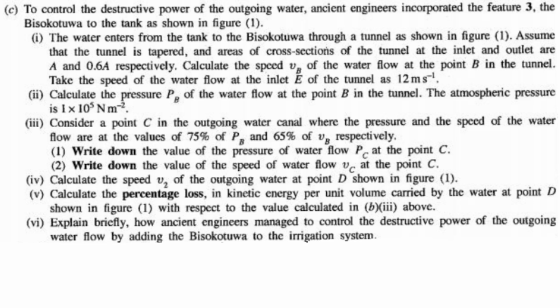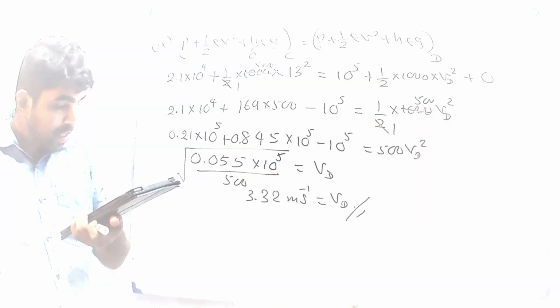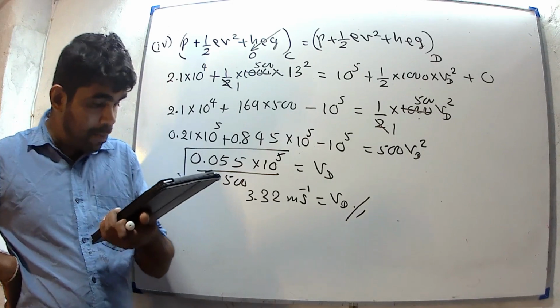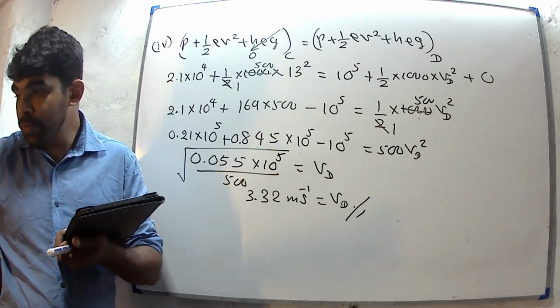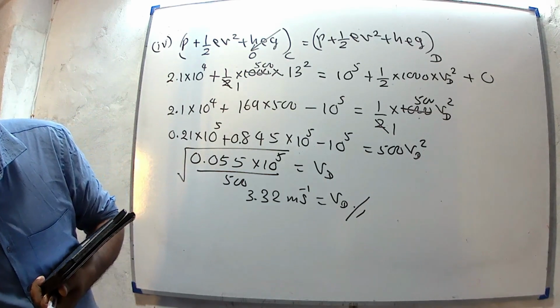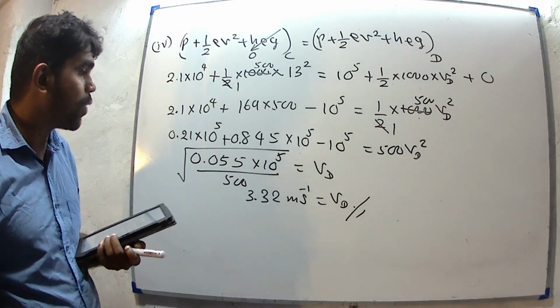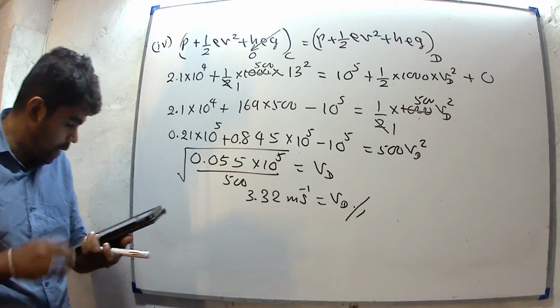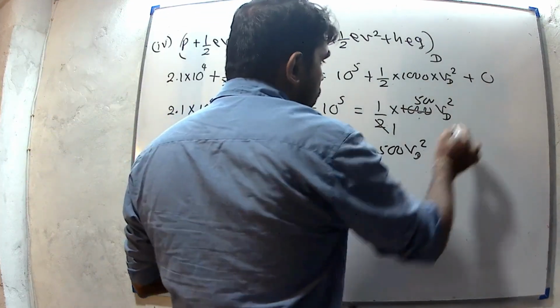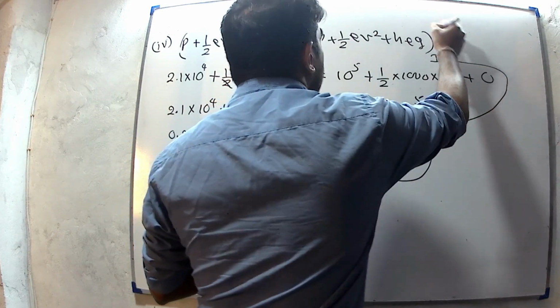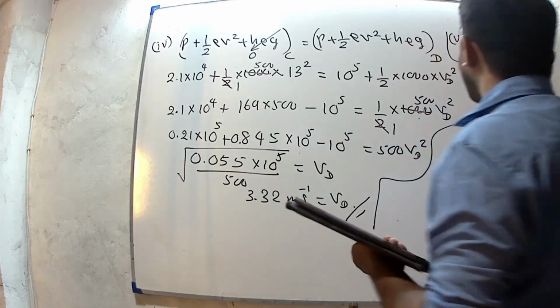Part 5. Calculate the percentage loss in the kinetic energy per unit volume carried by water at point D, shown in figure 1, with respect to the value calculated in part 3. We have calculated in part B3 kinetic energy per unit volume. It was found as 1.28 into 10 to the power 5. Now we have to calculate kinetic energy per unit volume at point D.